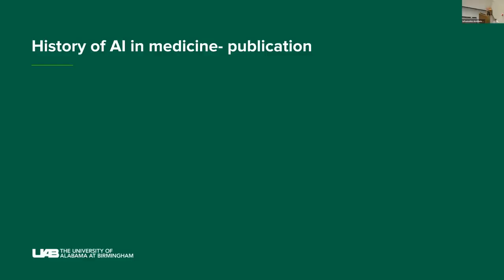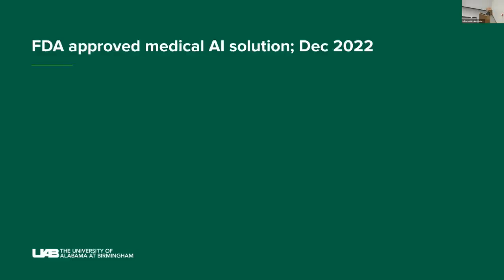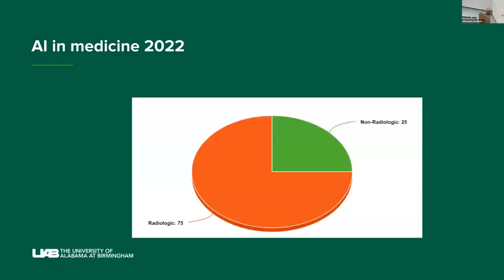If you look at the history of AI in medicine, every year there are more and more publications. These days, it's essentially not possible to understand the medical literature without basic knowledge of artificial intelligence. By the end of 2022, more than 520 platforms and applications regarding medical AI had been approved by the FDA. Almost 75% of them are related to radiology. So radiology is the leading field of medical AI research in clinical and research development.